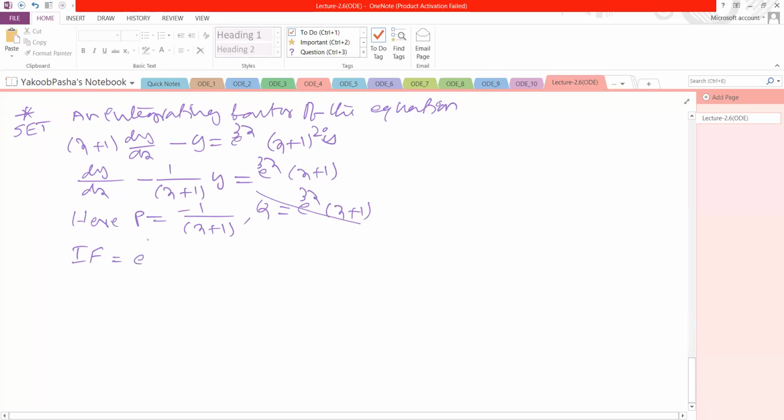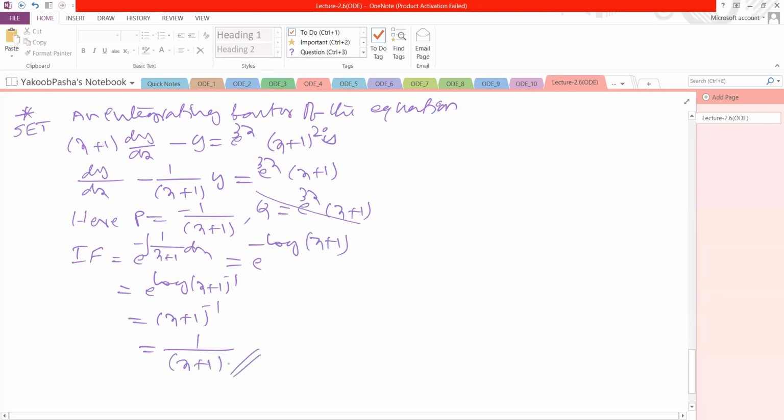That is e to the power of integral minus 1 by x plus 1 dx, which is equal to e to the power of minus log (x plus 1). That is e to the power of log (x plus 1) whole to the power of minus 1. By that formula it is (x plus 1) to the power of minus 1, which is nothing but 1 by x plus 1. This is the integrating factor of the given differential equation.